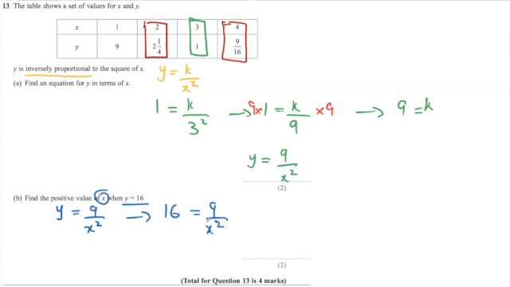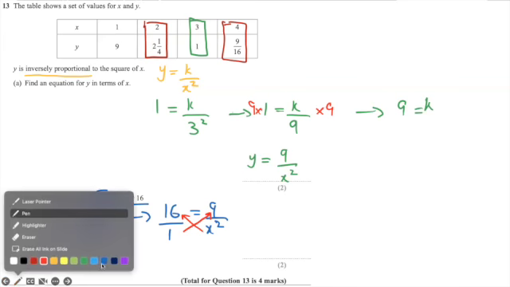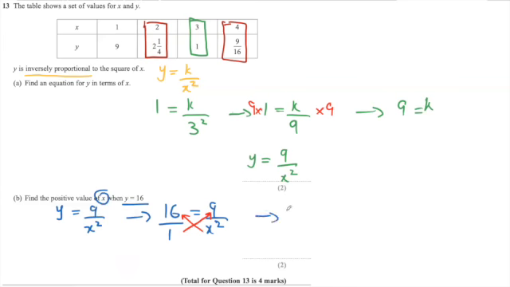And to find x, all we have to do is rearrange. Okay, now we can see that this is a fraction on the right side, and on the left side, there's no fraction. But we can rewrite this as a fraction by putting a 1 underneath it, because 16 is the same as 16 over 1. So now that we have two fractions on either side, we can do cross multiplication to get the x as a numerator. So what we get here is 16x squared equals 9.